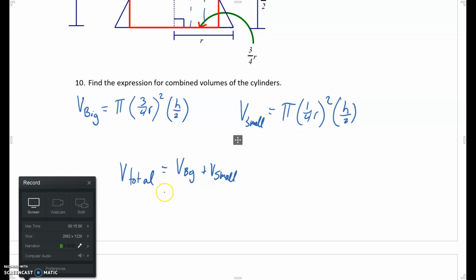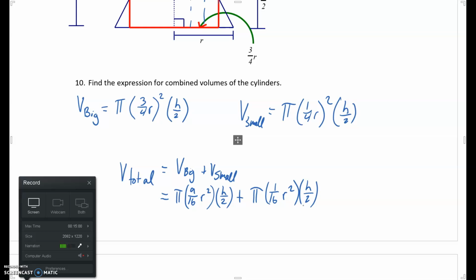Now, those are cylinders, that is. So this is going to be pi, and then 3 over 4 r, that quantity squared. If I distribute that square, it becomes 3 squared over 4 squared, which is 9 over 16, and then r squared, right? And then times h over 2. Plus, I do the same thing over here. I have pi, and 1/4 squared is going to be 1 over 16, and then r squared is just r squared. And then I have h over 2.